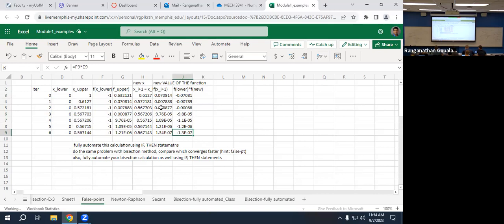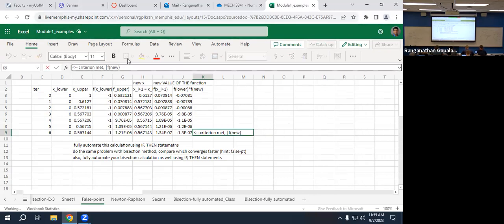So I'm getting the new value of X to be 1.34 times 10 to the minus 7, which is lesser than my tolerance of 1e minus 6. So I can call this criterion met, or in other words, the absolute value of F nu has fallen below the chosen tolerance of 1e minus 6.